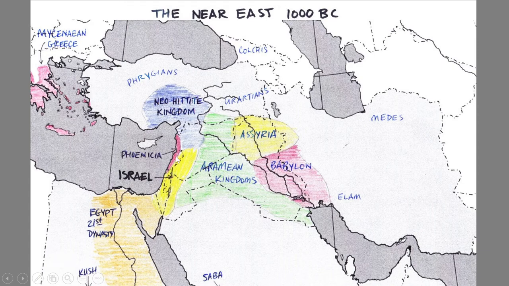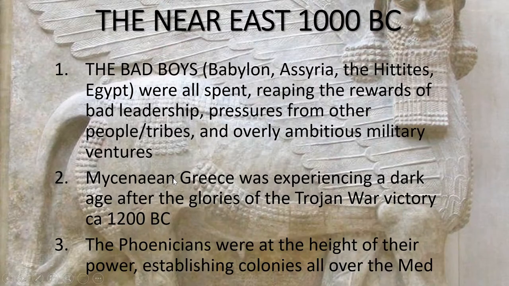They are the movers and shakers of the ancient world. If you need something delivered from point A to point B, you call the Phoenicians. And then here is Israel under the United Kingdom. All right, so the bad boys, Babylon, Assyria, the Hittites, Egypt, they're all spent by this time, reaping your rewards, bad leadership, pressures from other tribes of people, overly ambitious military ventures. Assyrian Greece is experiencing a dark age after the glories of the Trojan War victory.